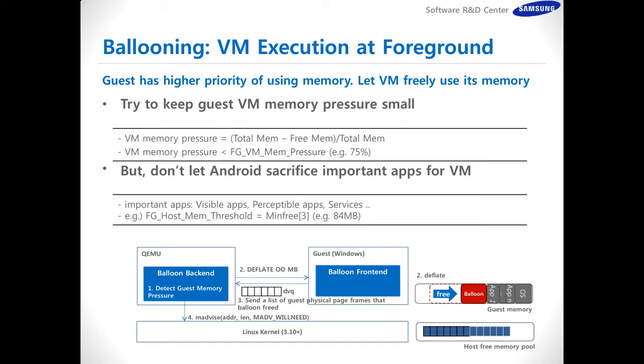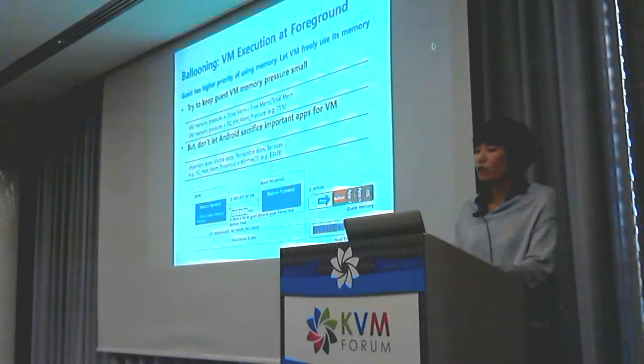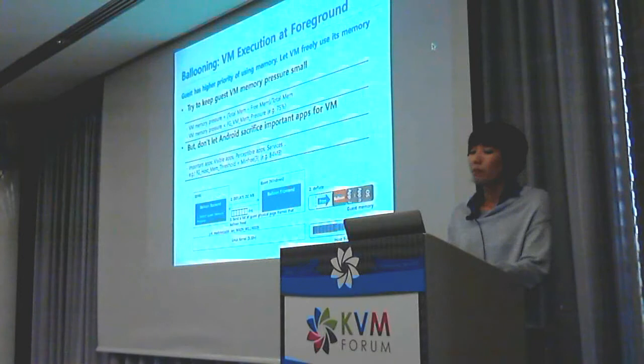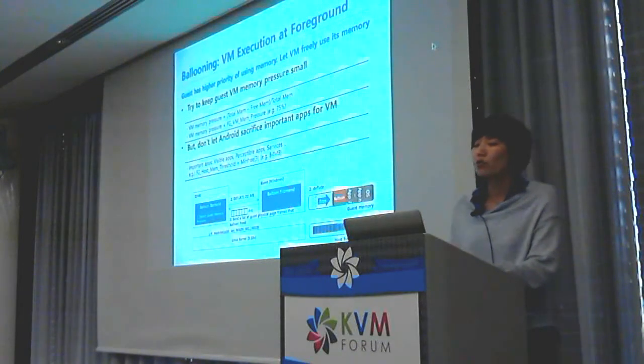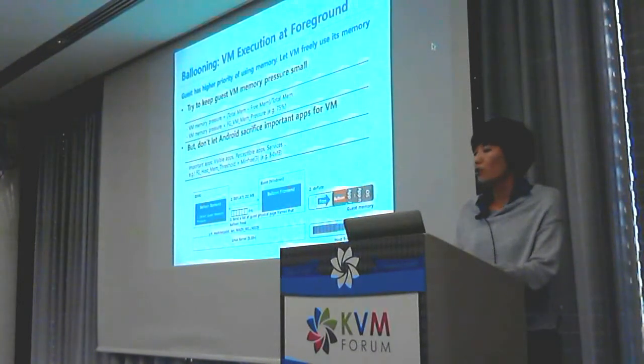We set different levels of memory threshold to host and guest according to VM state, either at foreground or background. When VM is at foreground, guest has a higher priority of using memory. So we let VM freely use its memory. We try to keep guest VM memory pressure small. Guest memory pressure is expressed with the memory usage out of total memory. But we don't want Android to sacrifice important apps for virtual machine, such as visible, perceptible apps and services.